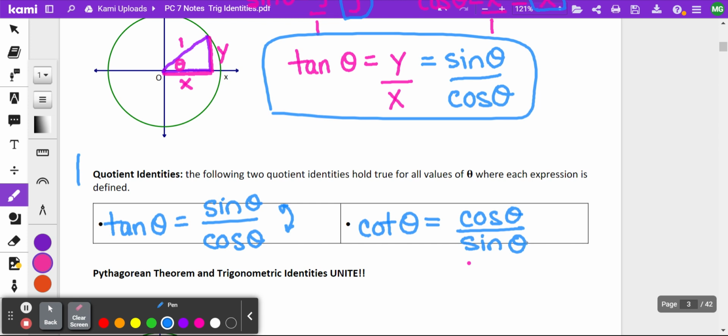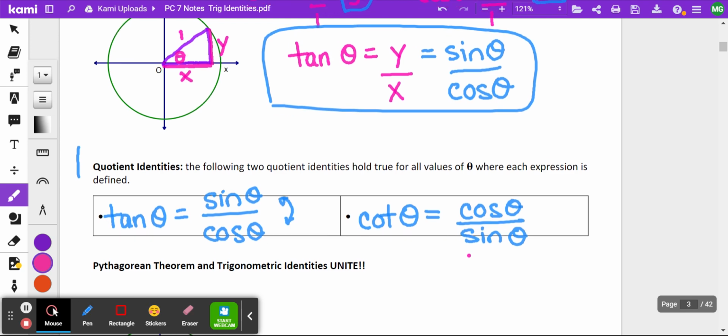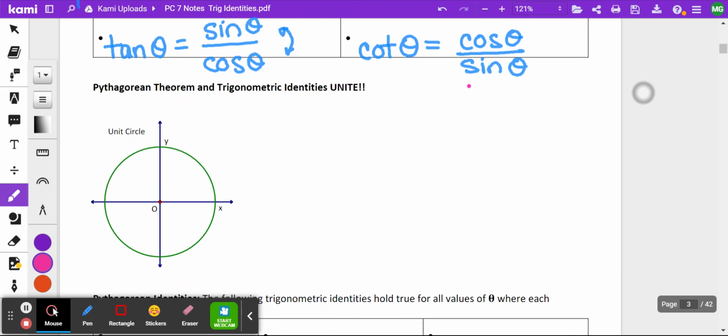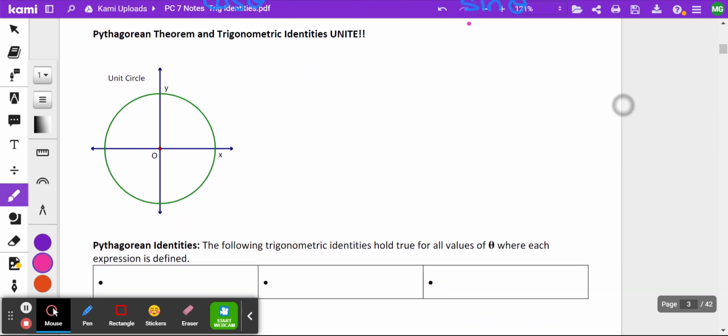Okay, so those are called the quotient identities, and they're going to be very helpful to us as well. I know you're probably thinking, how is this going to help me? But it's going to once we get into these problems. Okay, so let's take a look again at the same unit circle we just talked about, and we'll just sketch this out again.